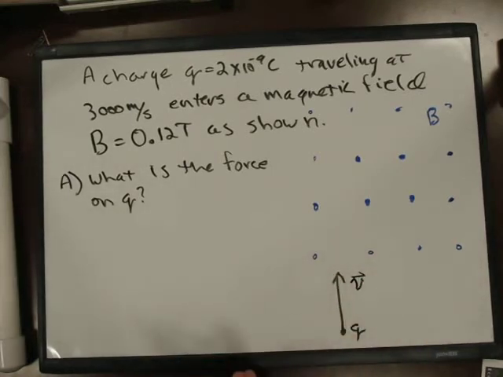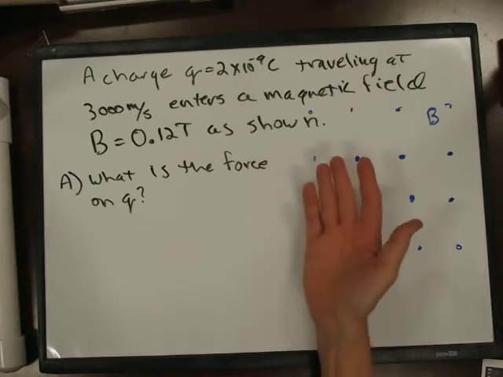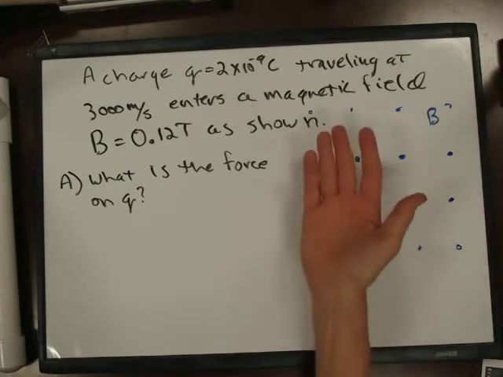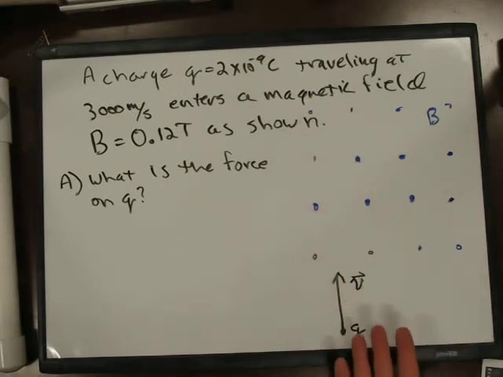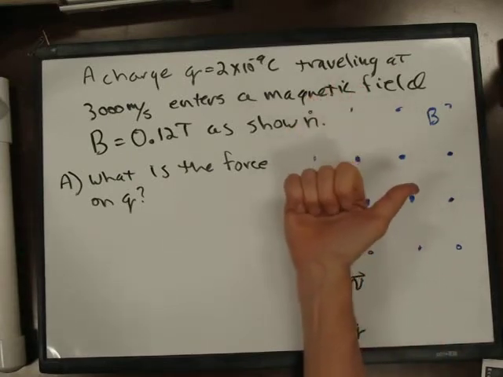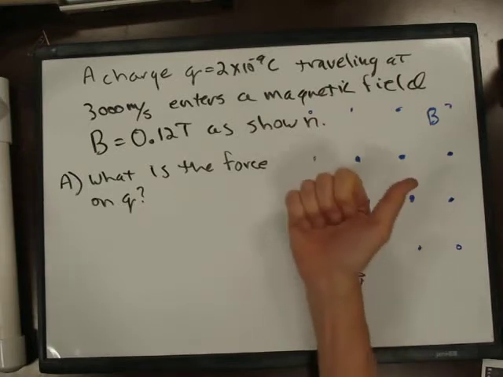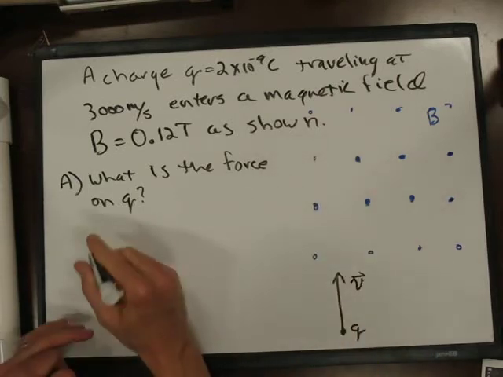If the velocity is up, then if I want to figure out the direction of the force as it enters the field, I have to curl my fingers in the direction of the field, right? I put my arm in the direction of velocity, curl my fingers towards the field, and so initially, at least, as it enters the field, the force is to the right.